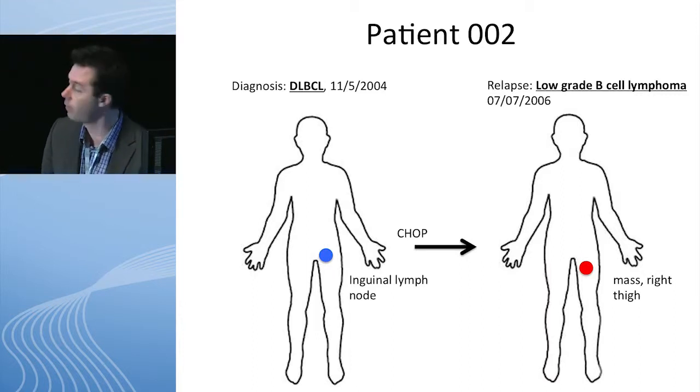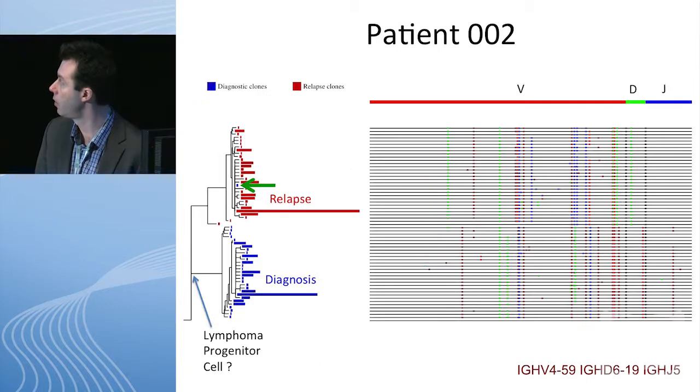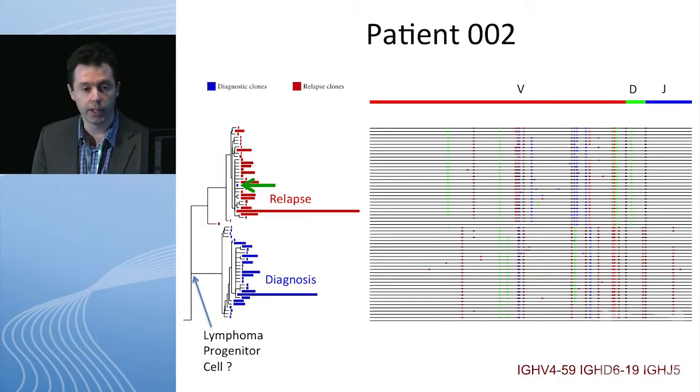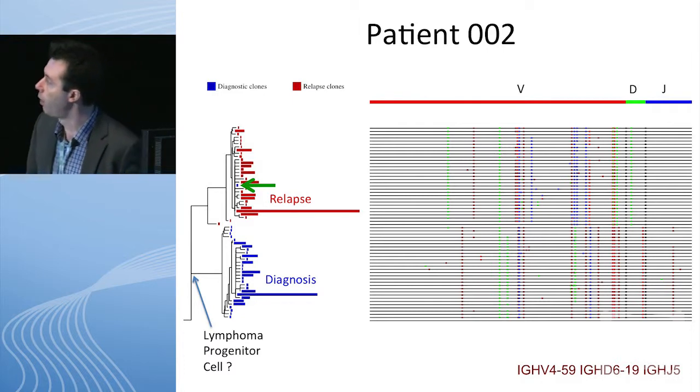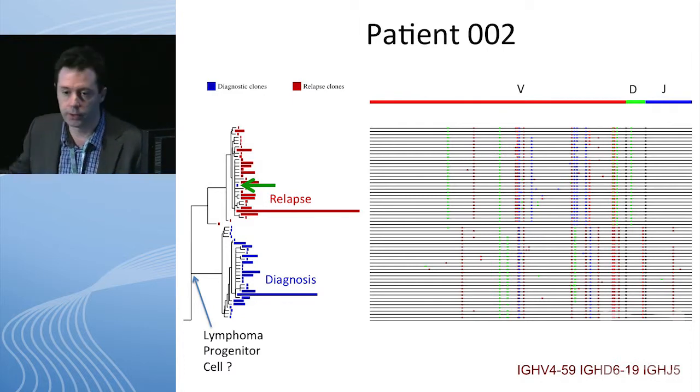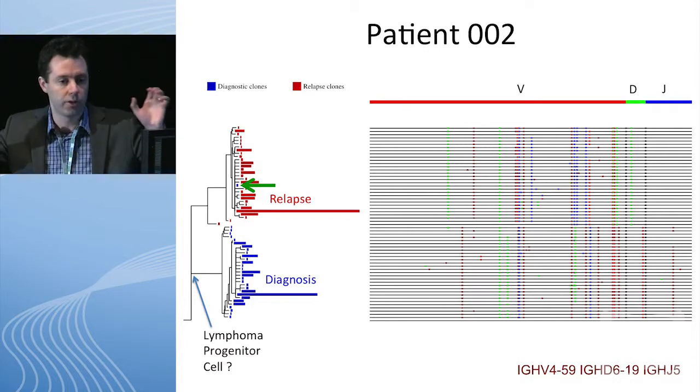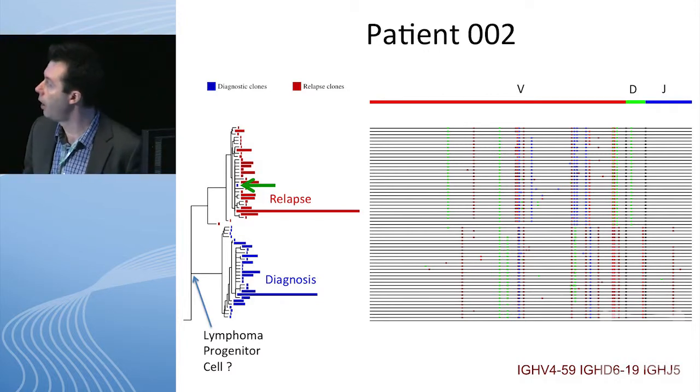So this is a patient here that was diagnosed with diffuse large B-cell lymphoma in 2004, treated with CHOP, and relapsed with a low-grade B-cell lymphoma in 2006. So we applied this technique to this particular patient. And here what we see is a significantly different scenario, where instead of this kind of linear evolutionary scenario, now you have essentially a divergent, parallel evolutionary scenario, where the relapse clones and the diagnosis clones are clustering into two different branches of the same tree, right? Again, blue is diagnosis, red is relapse.